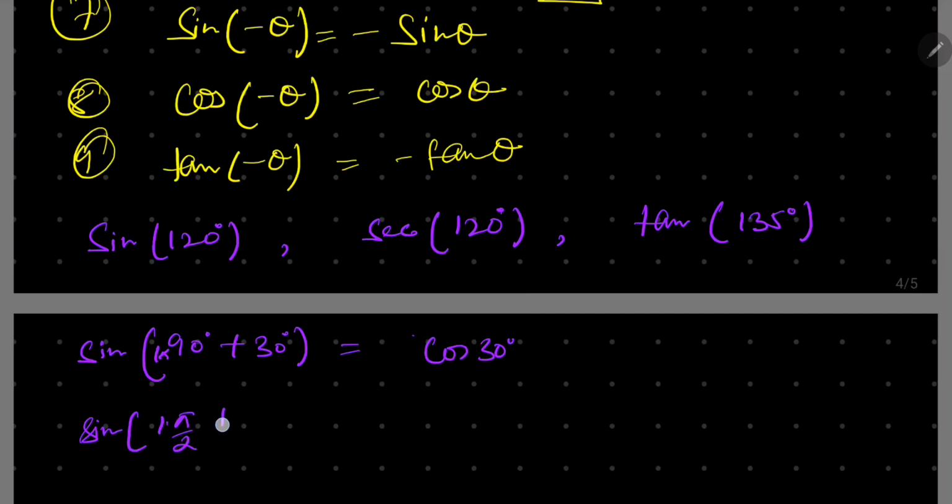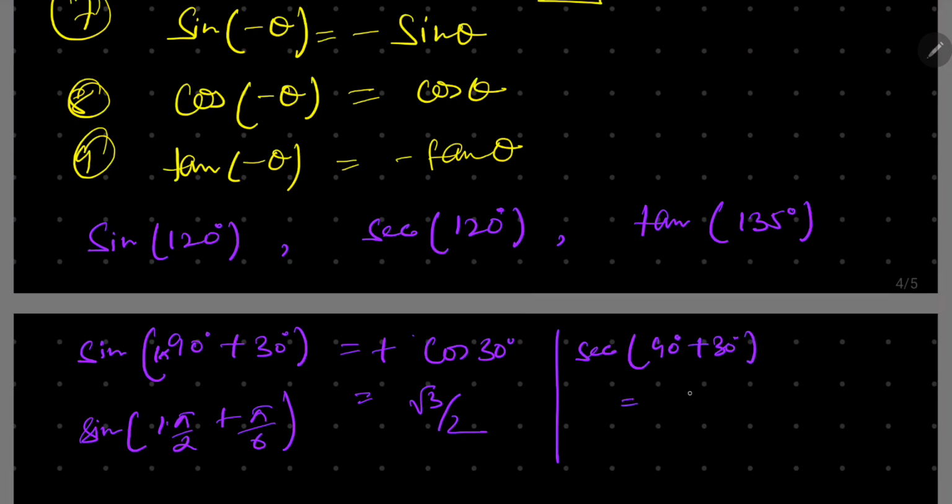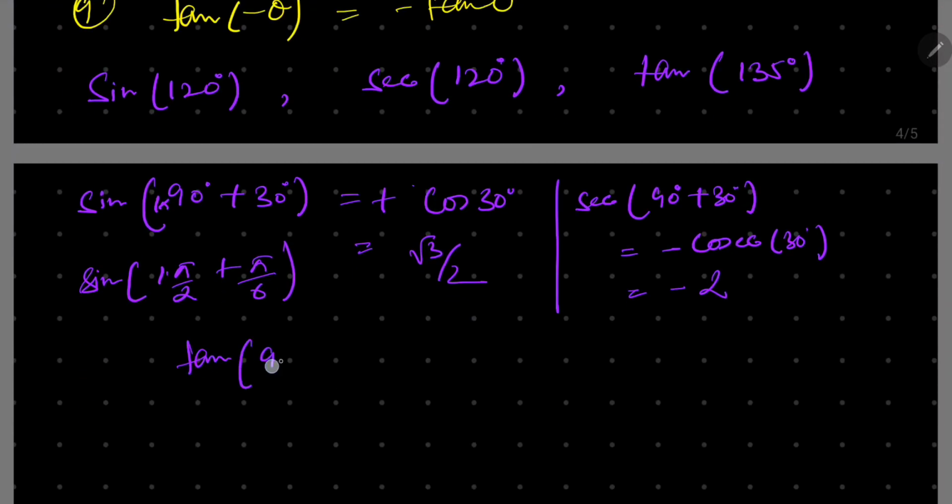It is basically sine of pi by 2 plus pi by 6. Hopefully you understood. So it is cos pi by 6. Now 120 degree is in the second quadrant and sine is positive in the second quadrant, so I will put a plus sign here. So cos 30 is root 3 by 2, you must be aware. Similarly, sec 120, I will say sec of 90 plus 30, again odd, so it becomes cosec 30, and the angle is in the second quadrant and sec is negative there, so minus. Now it is minus 2. Now tan 135, tan of 90 plus 45, so it is cot 45, and since it is in the second quadrant, tan is negative, so minus, and cot 45 is 1.